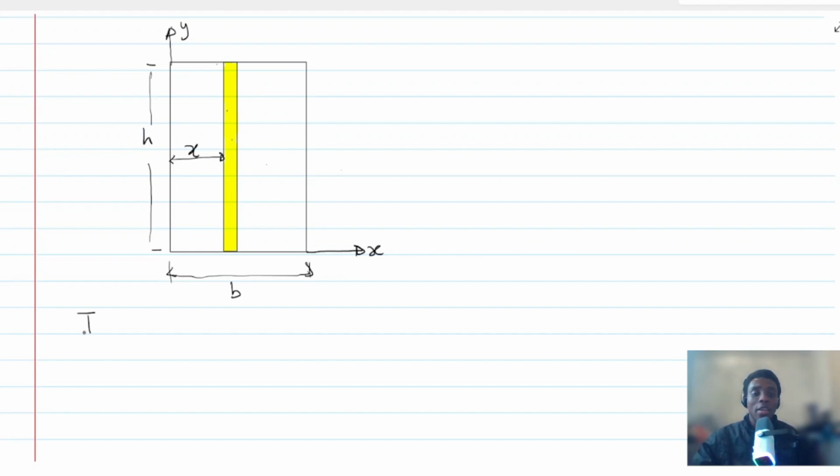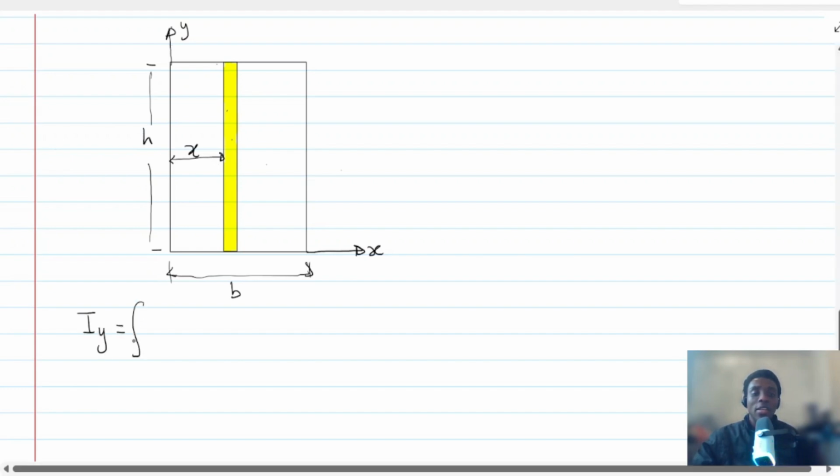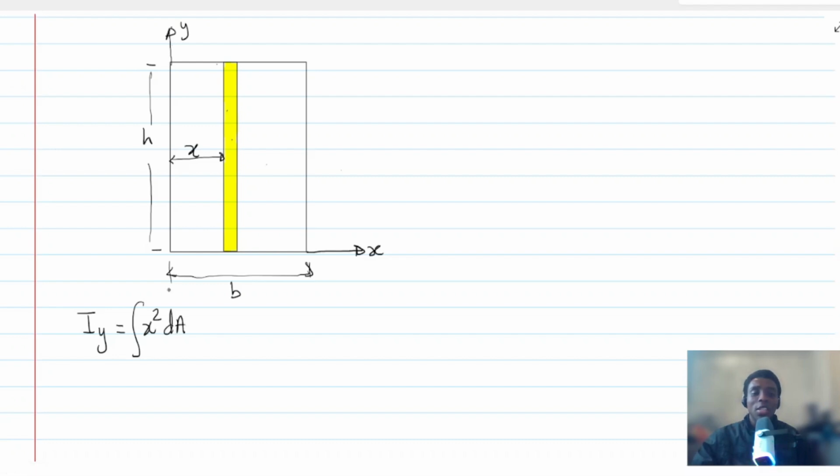We want to find the Iy, which is the integral of x squared dA. So what is dA? This time around, dA is the area of this elemental strip. So basically we just have to multiply. So the thickness this time around, since we are moving a thickness in the x, is going to be dx. Okay, so this thickness over here, let's call it dx. And then, in other words, the area this time will be h multiplied by dx.